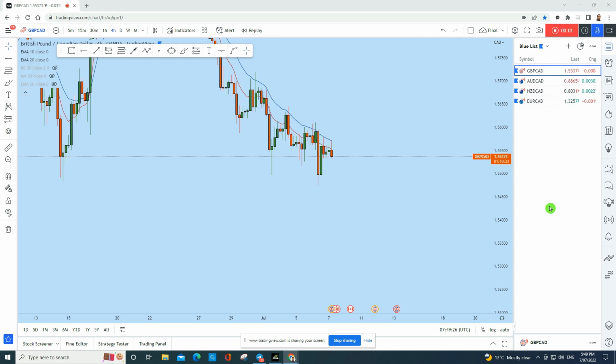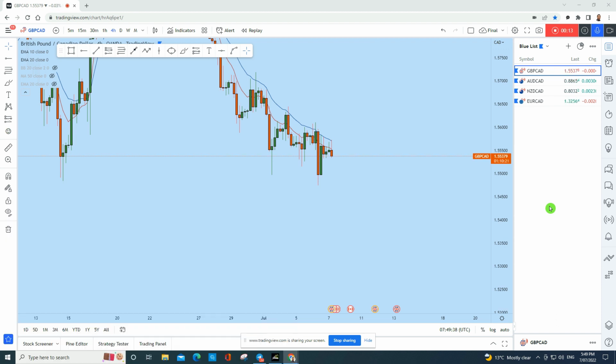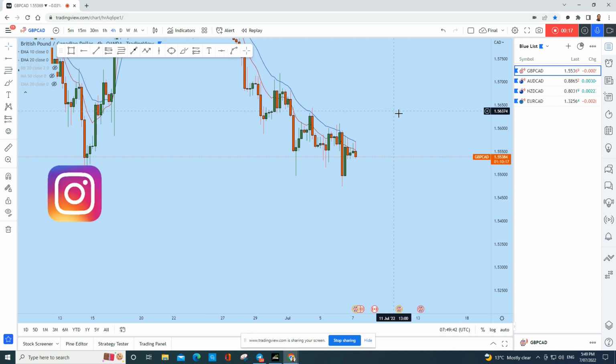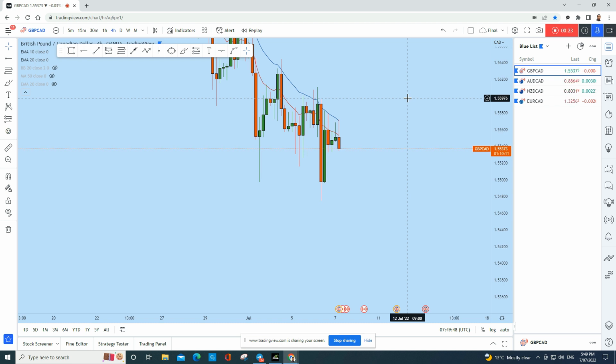What's up, traders? So let's do a complete multi-time frame analysis of CAD pairs, including GBPCAD, AUDCAD, NZDCAD, and EURCAD. Let's see what kind of trading opportunity we have in all these instruments. Now, what you see on the screen is the 4 hour or intraday time frame, and we see a significant trading opportunity in all these instruments in this time frame.